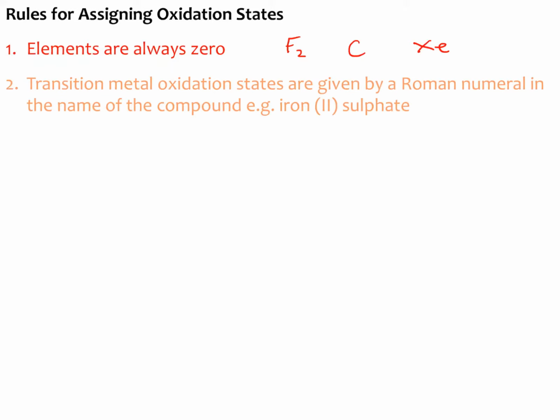Second rule is that the transition metal oxidation states are given by a Roman numeral in the name of the compound. So iron(II) sulfate here tells us that it's Fe2+ and SO42- together in that compound.